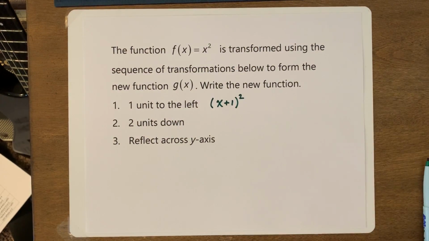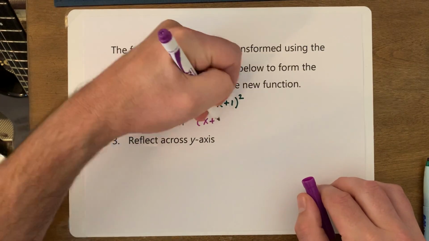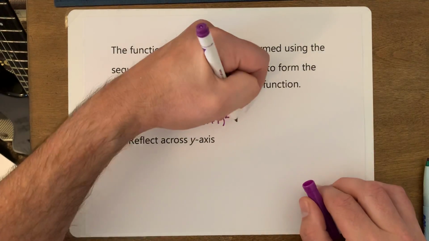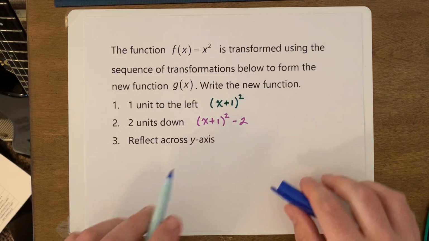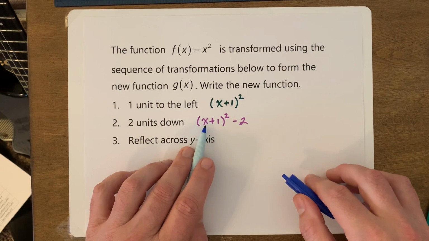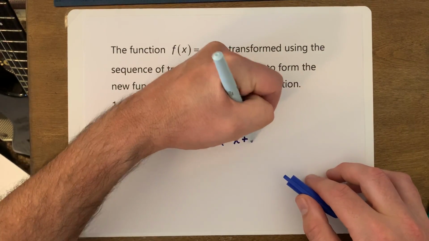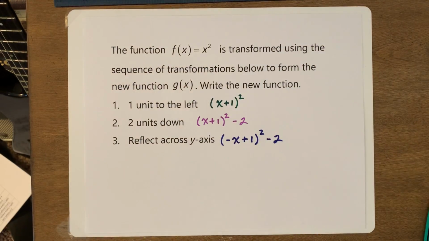Now let's go 2 units down. Like we learned before, we take our function, (x plus 1) squared, and then we just subtract 2 at the end. That should move it 2 units down. Then finally, we're going to reflect it across the y-axis. To do that, we remember that we replace every x with negative x. So we have (negative x plus 1) squared minus 2. Okay, so my hypothesis is going to be that function for g of x.